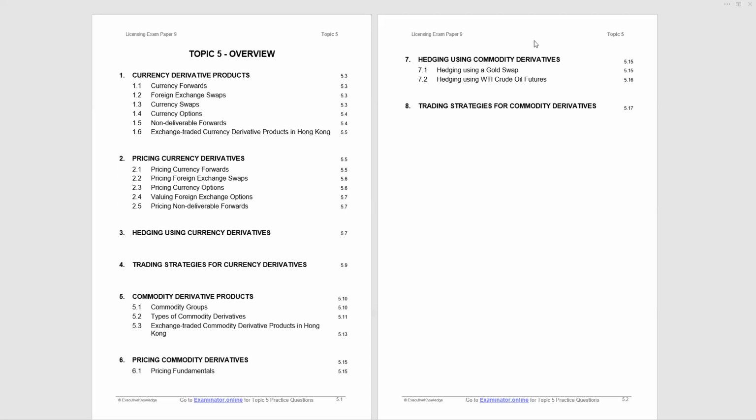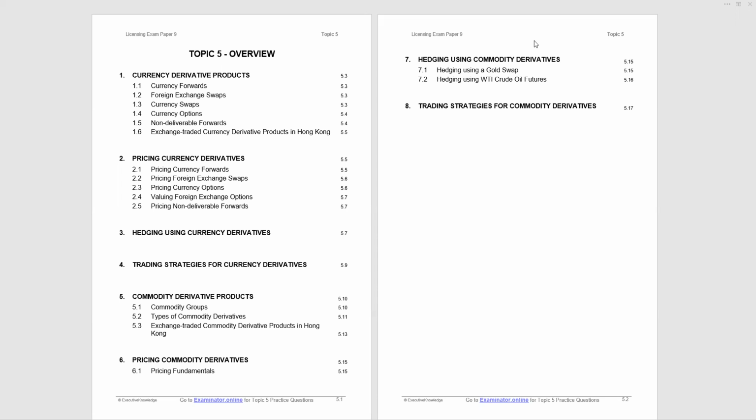That's not foreign currency. That's what we're starting with. We're moving on to commodities. We'll be looking at pricing the commodity derivatives, hedging using commodity derivatives, and finally trading strategies for commodity derivatives.